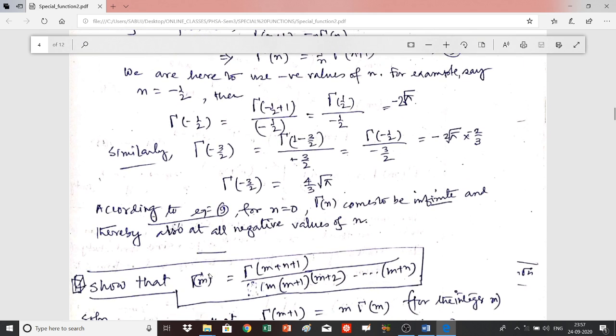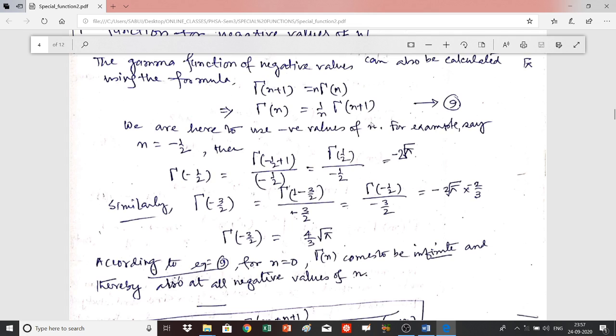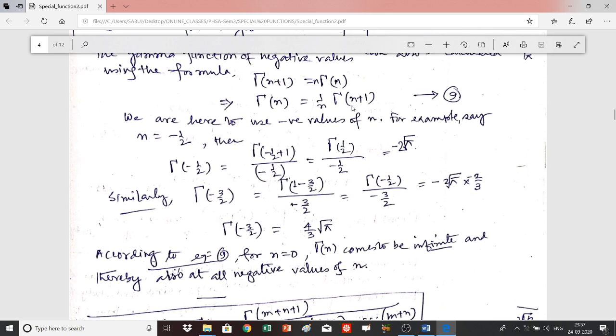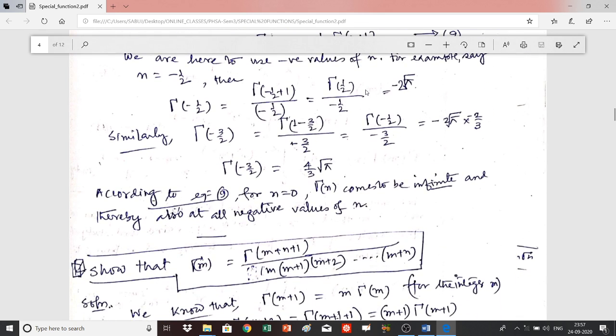And in this way, you can find other negative values of gamma functions. And also from this equation, if you use n equal to 0, you can easily understand that gamma 0 will be infinity from this relation. So for n equal to 0, gamma n becomes infinity.